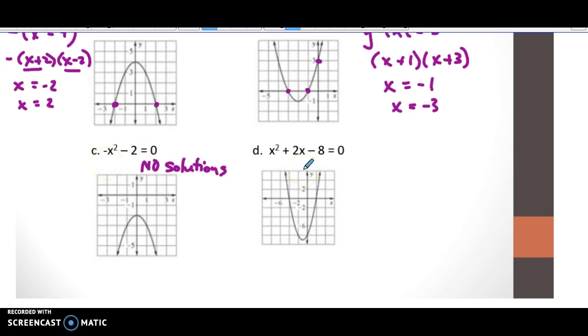On part D, if we were to factor this, we might say, okay, what are some factors of 8 that will add to 2? So I could do a 4 and a 2, so I could do +4 and -2. And if I look at my graph, that gives me the exact same roots as factoring would have. So I can easily see that from the graph.